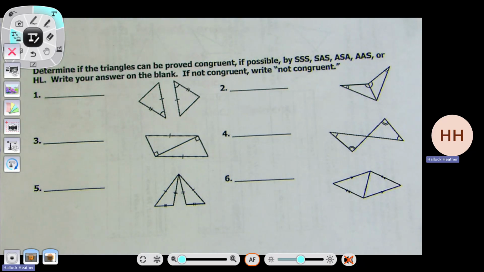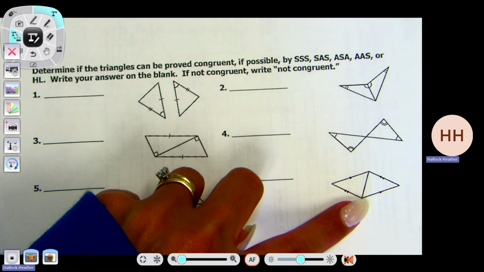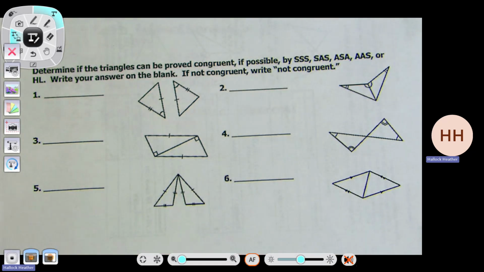These little triangles mean they're parallel. Take a minute. If you have parallel lines, you technically have alternate interior angles. So you need to take a second and look at number 6. You need to add information. So take a minute. 1, 2, 3, 4, 5, 6. There's one not congruent problem.